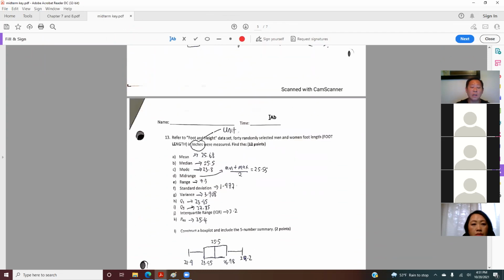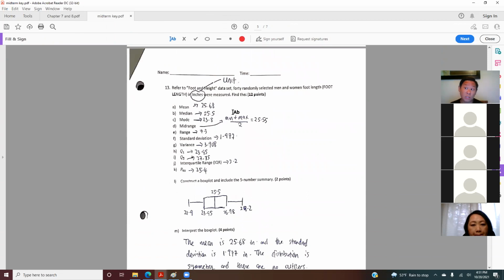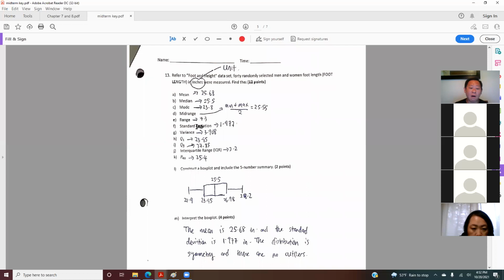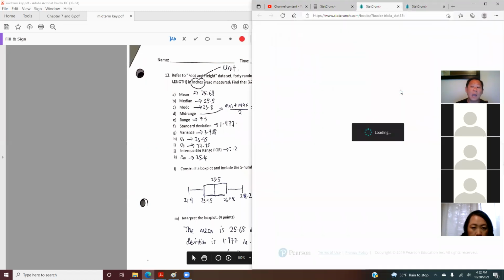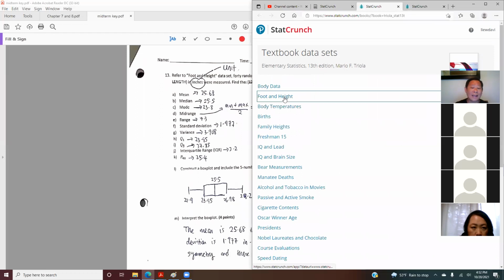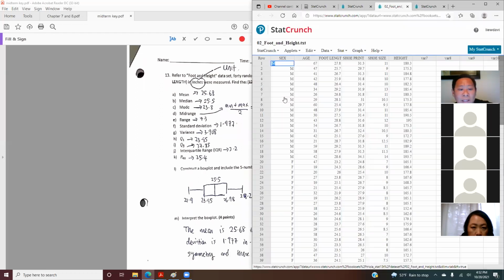Question 13, a lot of you forget the units. So don't forget the unit here is inches. So if I don't see you putting inches as the units, I will take 1 point off because that is actually part of these 12 points. So in order for you to find all this, you have to first go to the foot and height. So you have to go into StatCrunch and get the data set. And the foot and height is the second one. And we are concentrating on the foot length, which is this one.